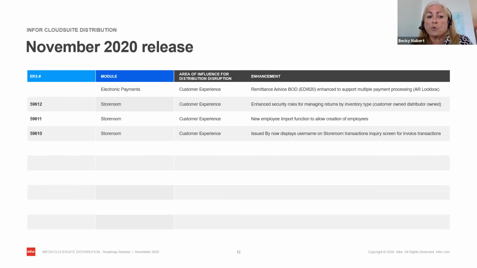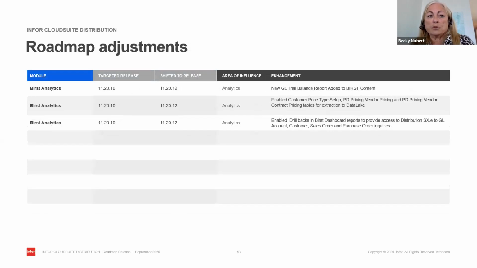And there are 3 features for storeroom that were added as well in November. One, to allow security around those managing returns based on inventory type, customer owned or distributor owned, as well as the ability to import your employees into storeroom, which will speed up the process of manually entering them, as well as the ability to see who issued an order or who issued product, the username. In the past, it was a number, and it was hard to research. So those are a few of the Cloud Suite distribution ones.